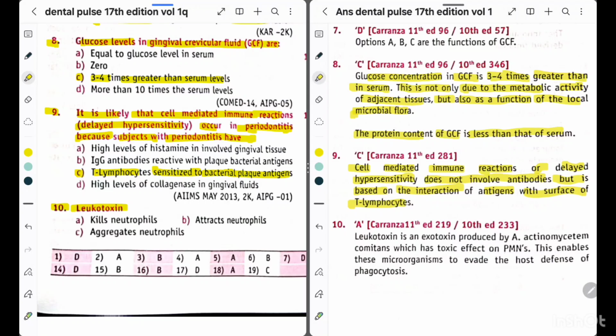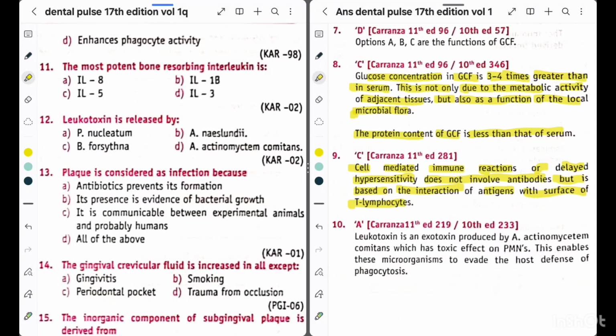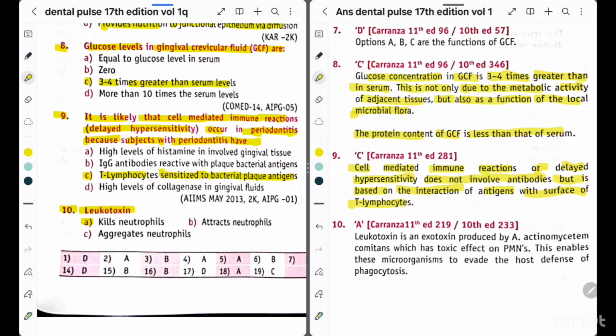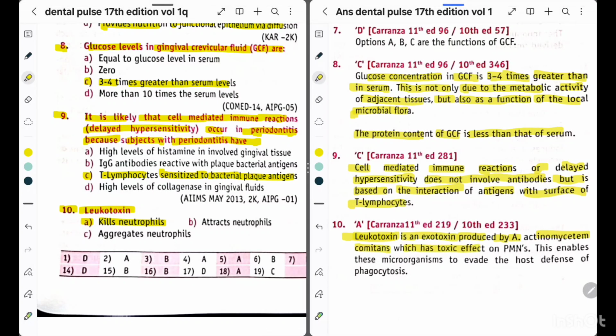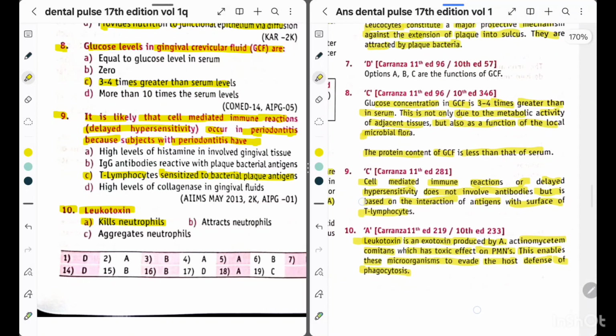Option A, kills neutrophils. Option B, attracts neutrophils. Option C, aggregates neutrophils. Option D, enhance phagocyte activity. So the answer is option A, kills neutrophils. Leukotoxin is an exotoxin produced by Aggregatibacter actinomycetemcomitans which has toxic effects on PMNs. This enables these microorganisms to evade the host defense of phagocytosis.